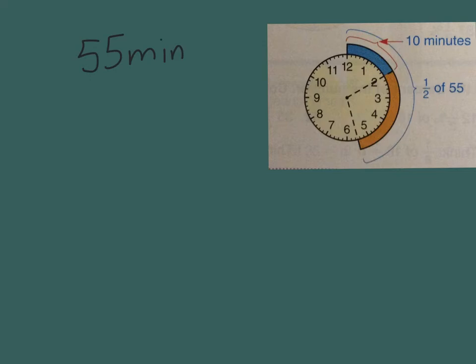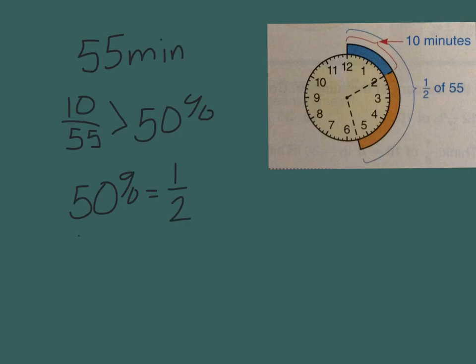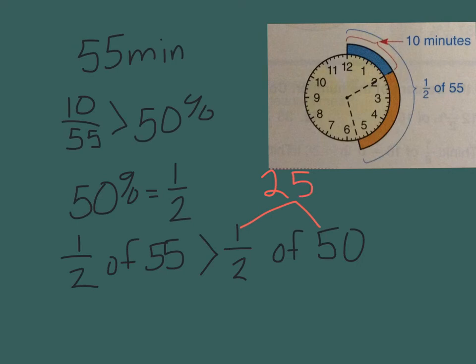So we would think, is 10 over 55, because the part is on top and the whole class is on the bottom, is that greater than 50%? So we would think, 50% equals 1/2. And 1/2 of 55 is more than 1/2 of 50, which we know actually equals 25. We know that easily in our heads.